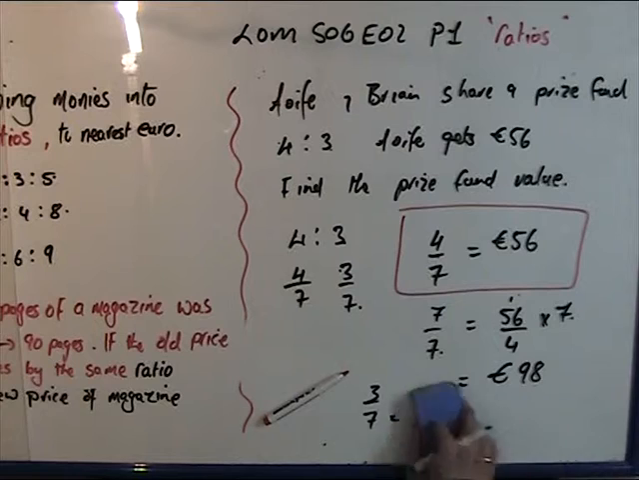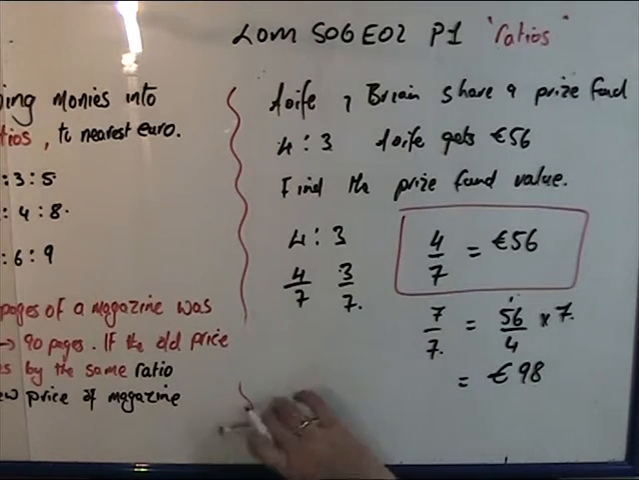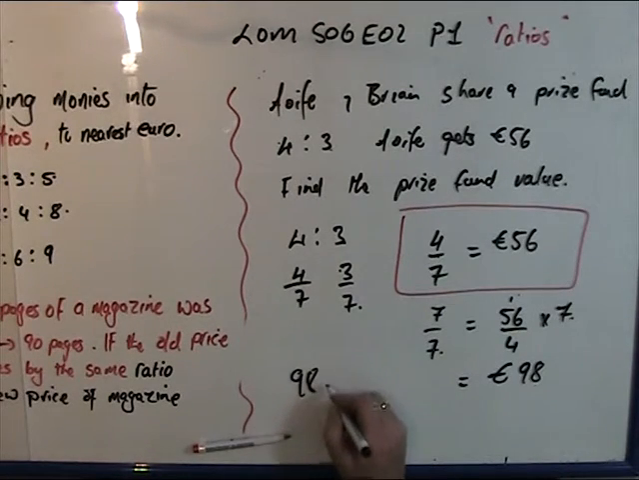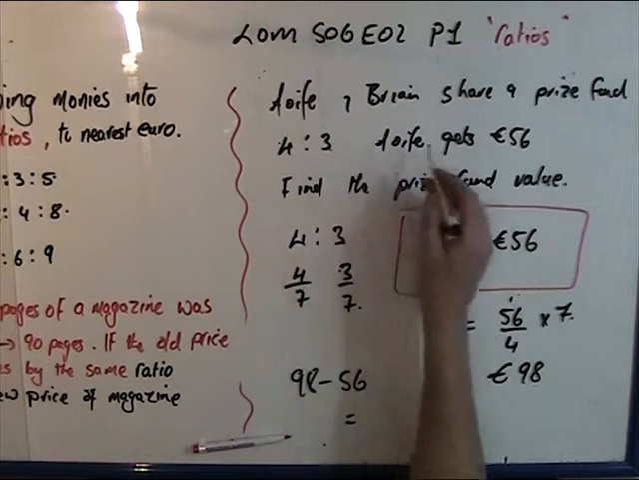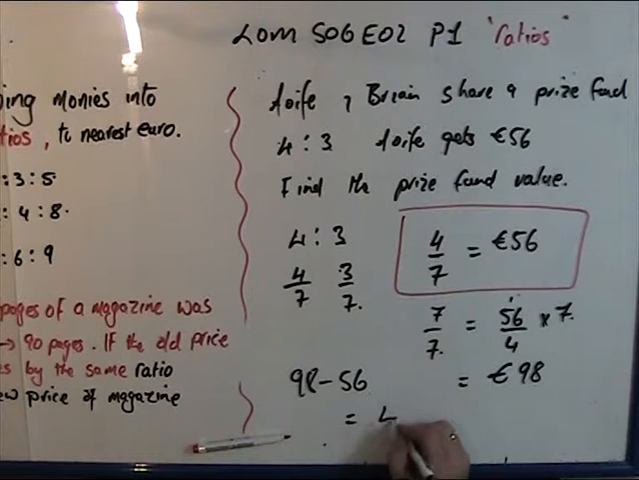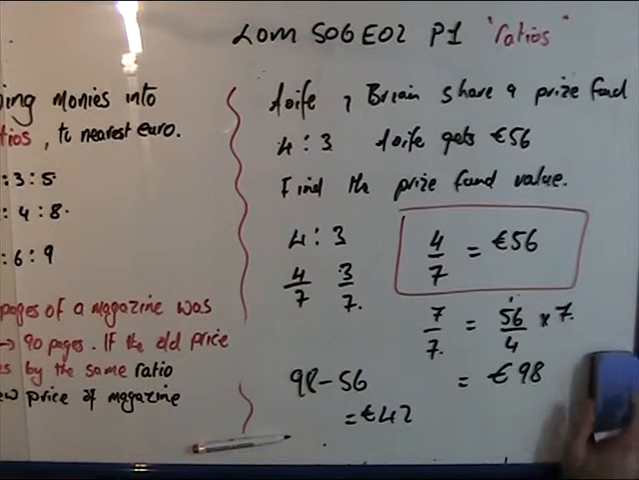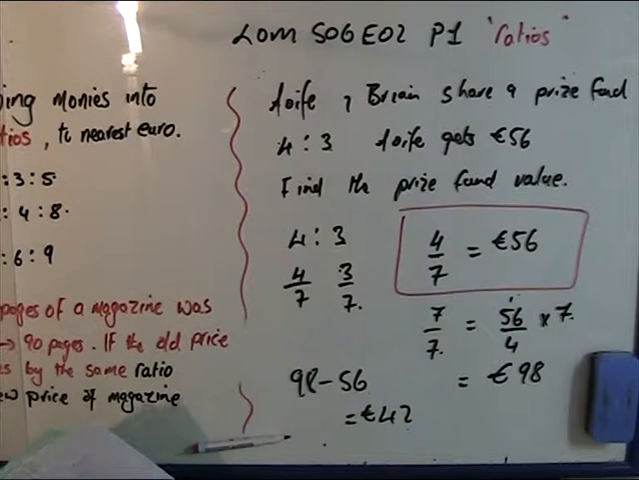Or you can subtract. The best way is you can take the total prize fund minus Aoife's prize fund, which is equal to Brian's amount, which is €42. So there's two ways you can do this. As you know, arithmetic is all about your point of view or your angle, and how you can best solve it, and you can best solve it by doing plenty of questions.